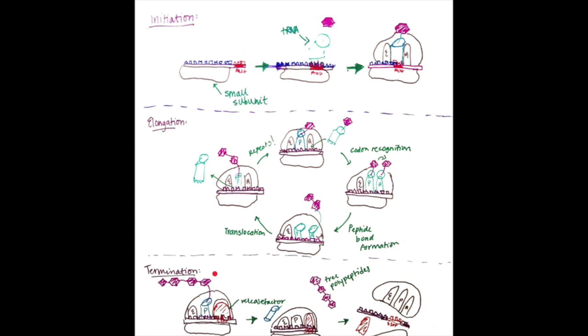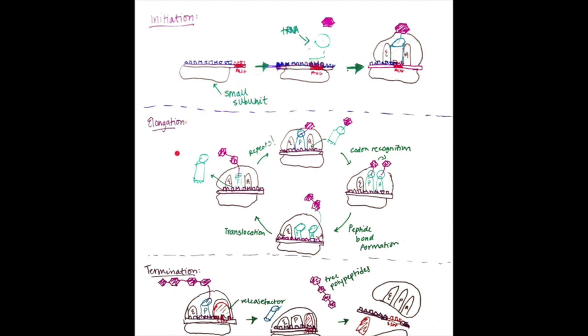So translation has three main steps: initiation, elongation, and termination. So during initiation, the mRNA binds to the small subunit of the ribosome, which moves along the mRNA from the 5' to the 3' direction until reaching a start codon. A complementary tRNA molecule to that start codon will then bind to the P site of the ribosome, and a large subunit of the ribosome then binds to the tRNA and small subunit.